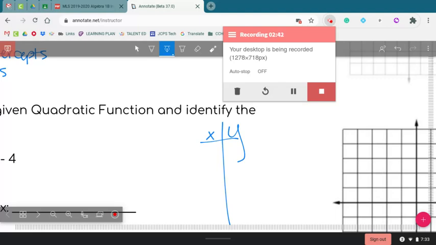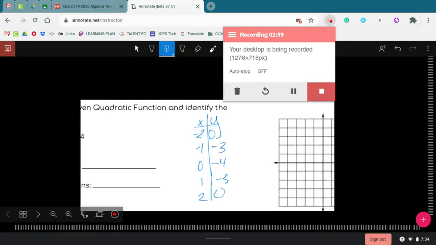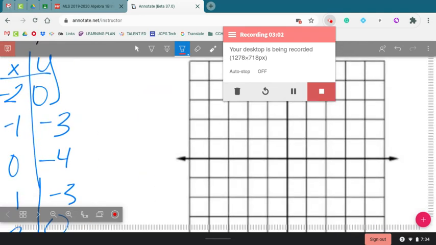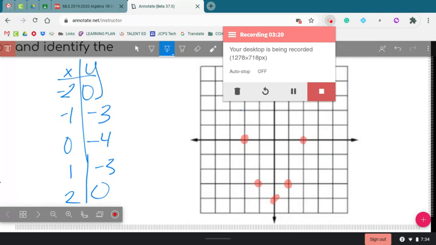And my points are going to be (-2, 0), (-1, -3), (0, -4), (1, -3), and (2, 0). So I'm going to graph those. So (-2, 0), (-1, -3), (0, -4), (1, -3), and (2, 0). I'm going to draw my quadratic, or my parabola.